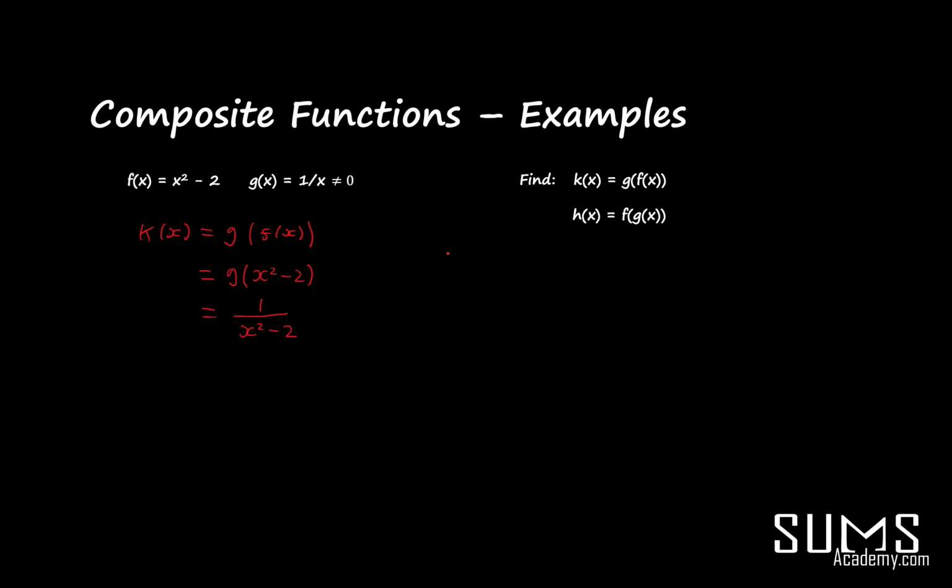And then you have h of x, which is equal to f of g of x. Okay, so we have f, and then we put whatever g of x is in, so 1 over x. So now wherever we see an x in the function f, we're going to replace it with this 1 over x. So this becomes 1 over x all squared minus 2. You can simplify this as 1 over x squared minus 2. That's your final answer there.